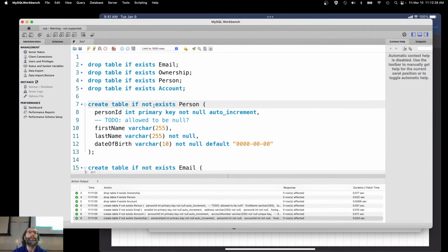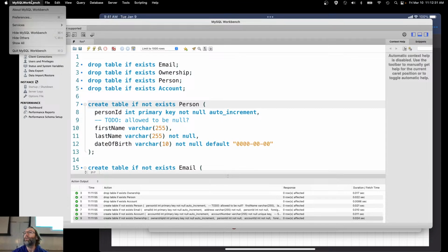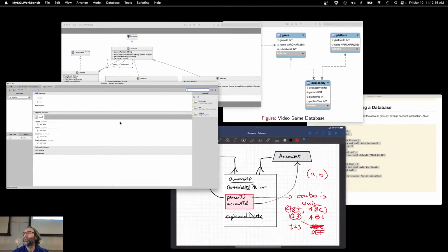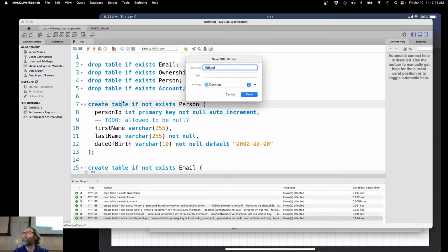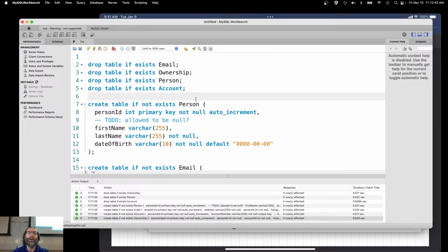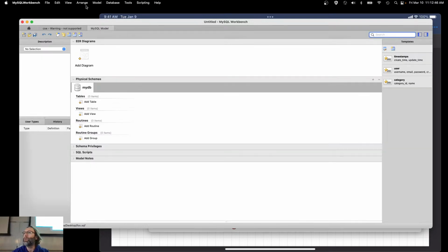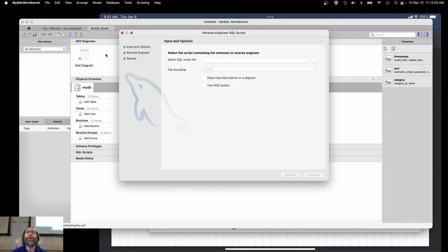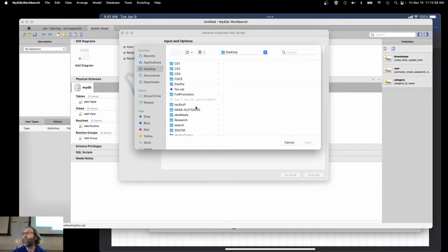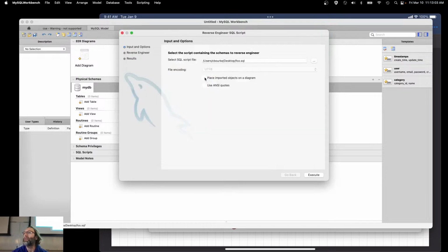Same thing with MySQL Workbench. I'm going to create a new model. Right? Actually, before I do that, I need to save this. Sorry. So let's save this as foo. It's saved as foo.sql on my desktop here. I'm going to go ahead and come up here and go import, where is it? Import, reverse engineer a MySQL script. Let me select that SQL script that I just developed. Foo, there we go. And hey, that looks nice.